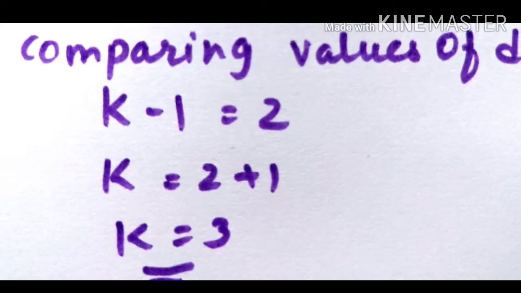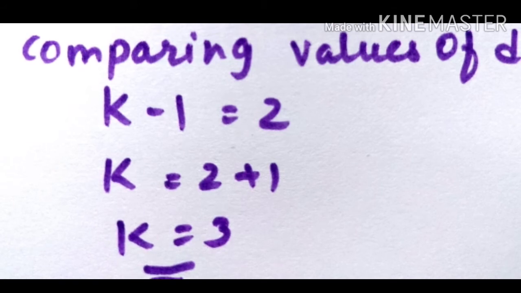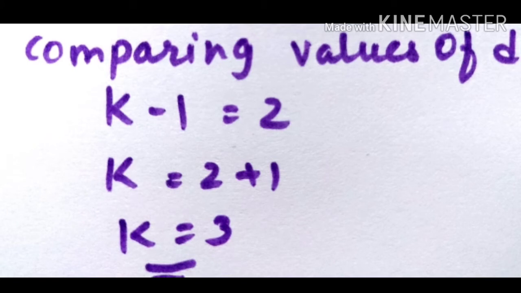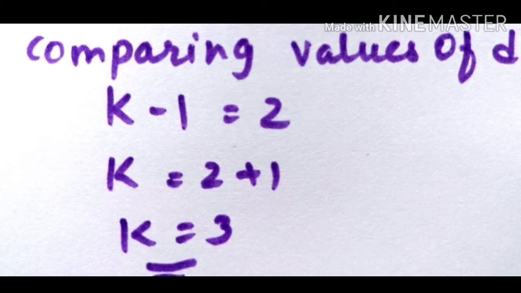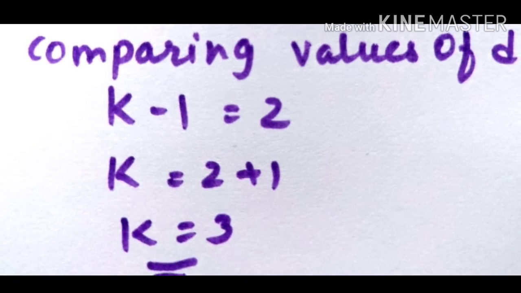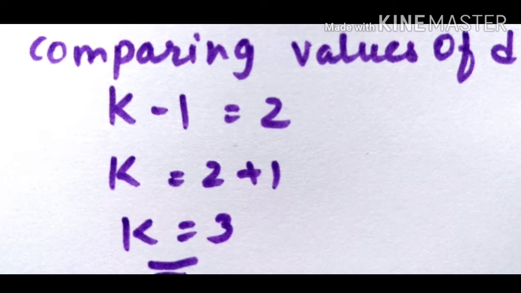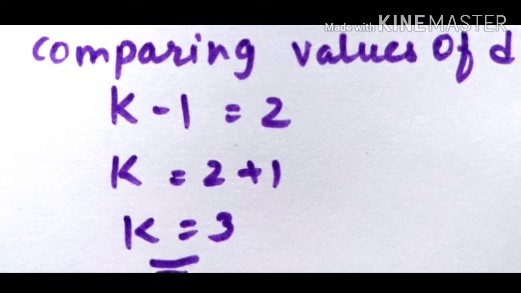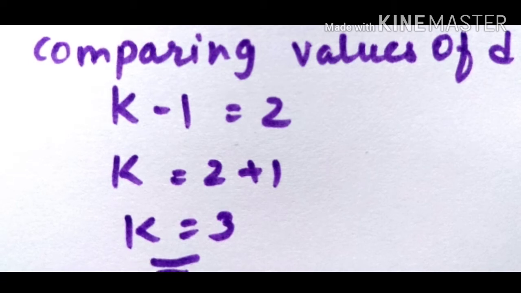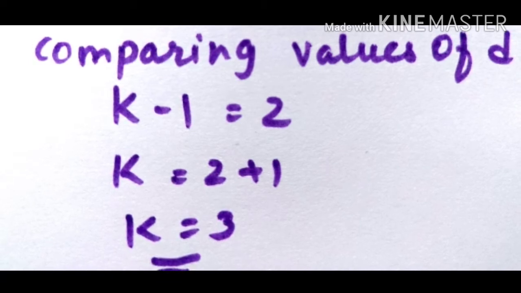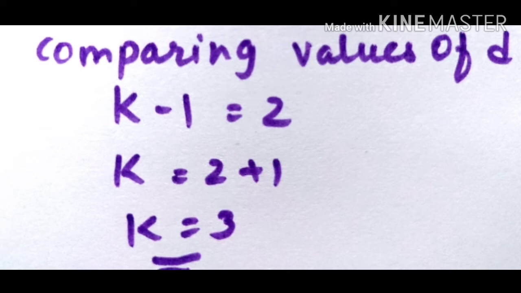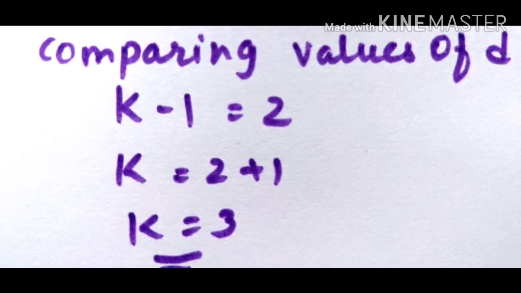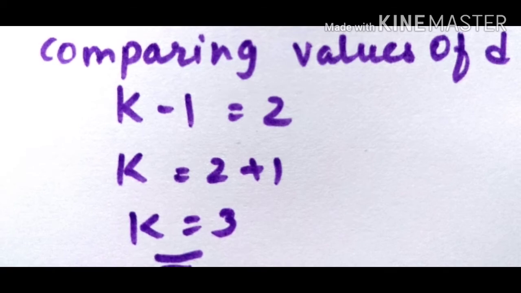The first value we found from the first and second term is k minus 1, and the second value we found from the second and third term is 2. So by comparing them, there is a linear equation, k minus 1 is equal to 2. So k is equal to 2 plus 1. Therefore k is equal to 3. And here they ask to find the value of k, so we get k is equal to 3.